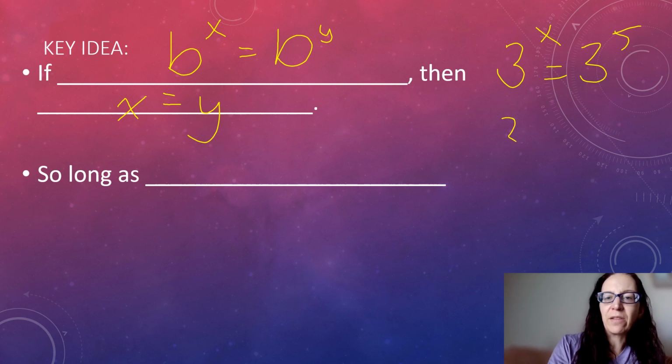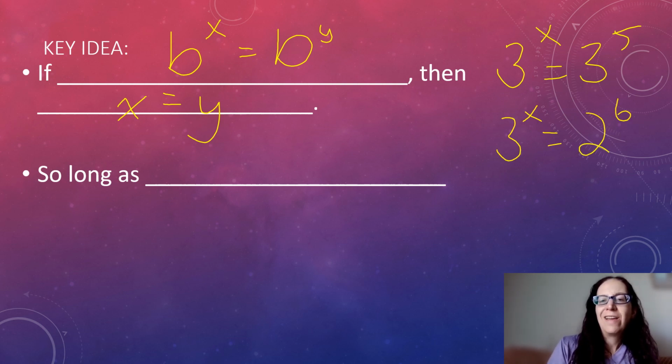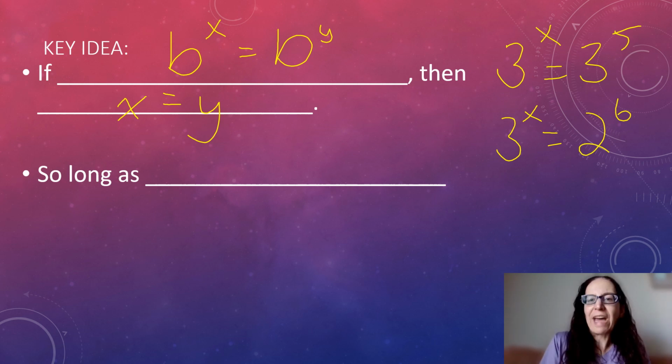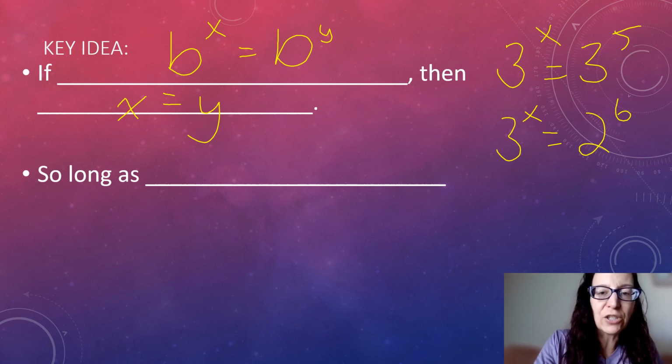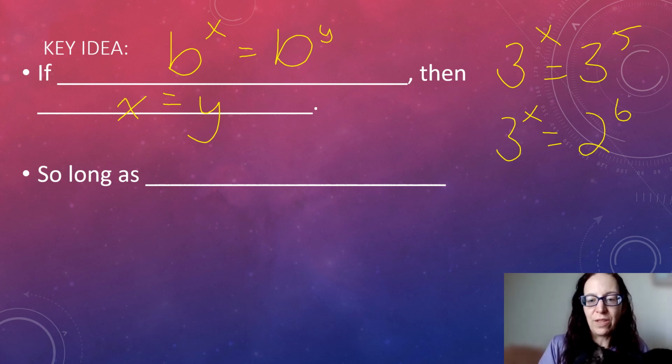If you had something like 3 to the x equals 2 to the 6th, now you can't do anything with that. x does not equal 6. In fact, we could be pretty sure that, of all the numbers out there that it could be, it's not 6, because 3 to the 6th power cannot be equal to 2 to the 6th power. One is 3 factored in 6 times, the other is 2 factored in 6 times. So in that case, you can't conclude that x is equal to 6.